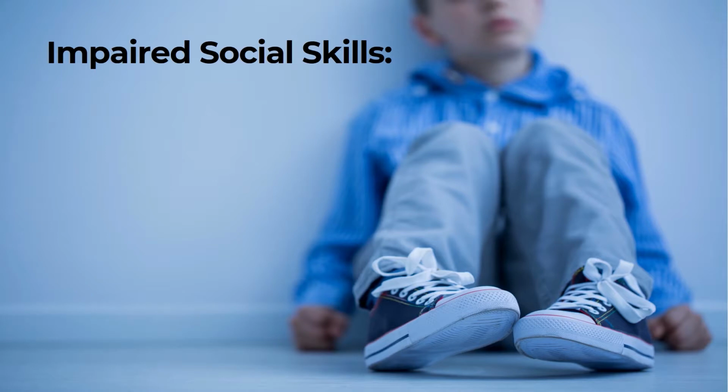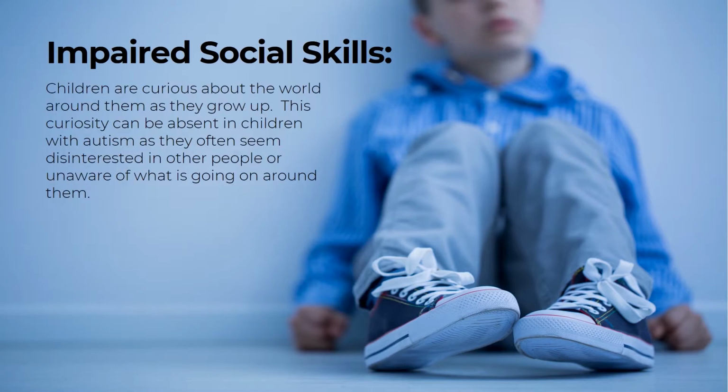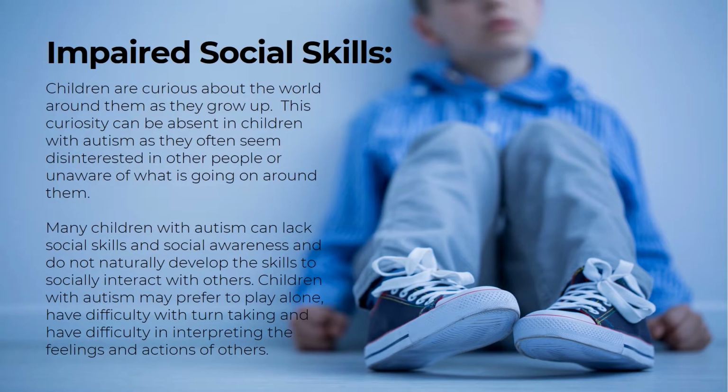First, let's look at impaired social skills. Children are curious about the world around them as they grow up. This curiosity can be absent in children with autism, as they often seem disinterested in other people or unaware of what is going on around them. Many children with autism can lack social skills and social awareness, and do not naturally develop the skills to socially interact with others. Children with autism may prefer to play alone, have difficulty with turn-taking, and have difficulty interpreting the feelings and actions of others.